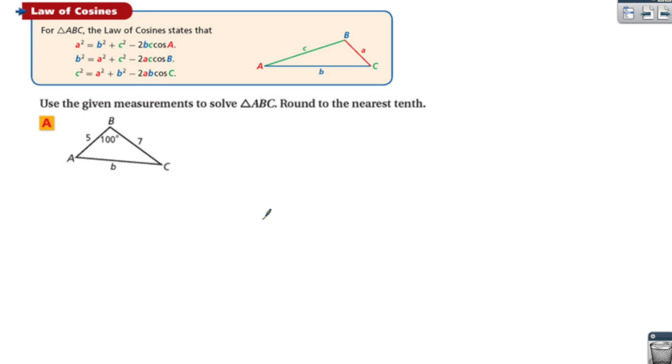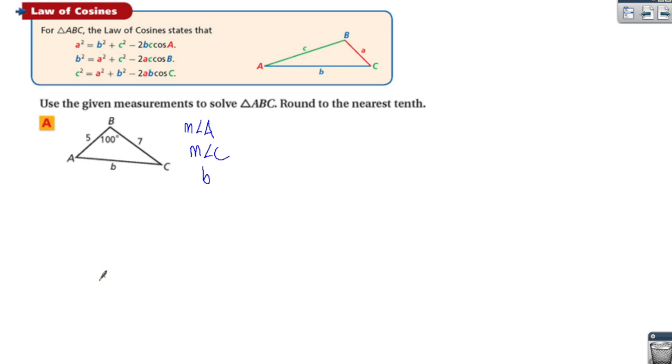Use the given measurements to solve triangle ABC and round to the nearest tenth. All right, so let's start with your checklist. In the past, we made sure we knew exactly what we needed. In this case, we need the measure of angle A, the measure of angle C, and side b. We're listing down the information that we need because that's what it means to solve for the triangle, to find all the other unknown parts.